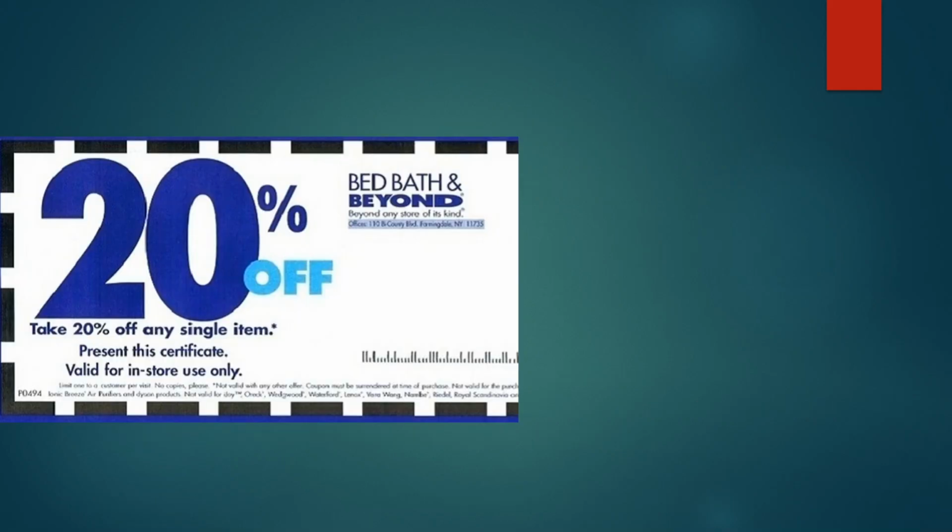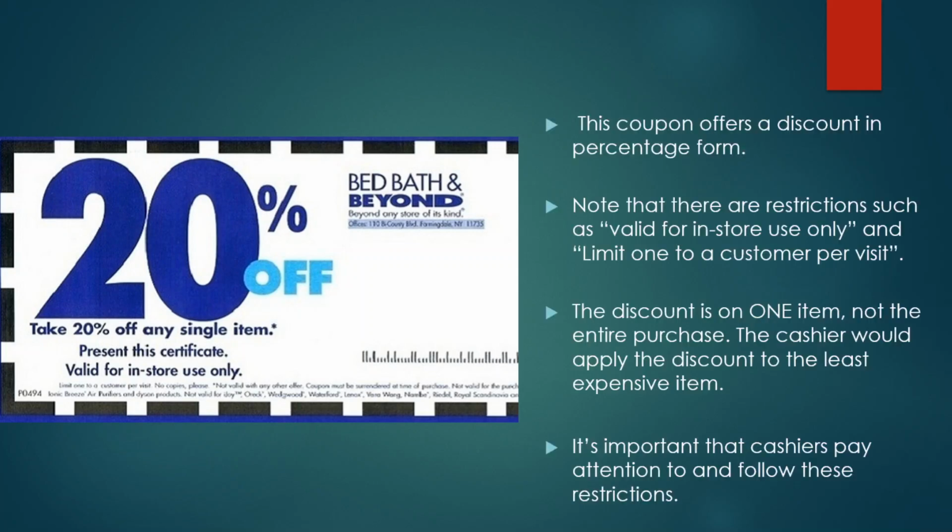So now let's look at some coupons and focus on the important details. This first coupon offers a discount in percentage form. There are restrictions on it in the small print, such as valid for in-store use only and limit one per customer per visit. The discount is also off of just one item, not the entire purchase. The cashier would have to apply the discount specifically to the least expensive item. It's really important for cashiers to pay attention to things like that to avoid making mistakes.